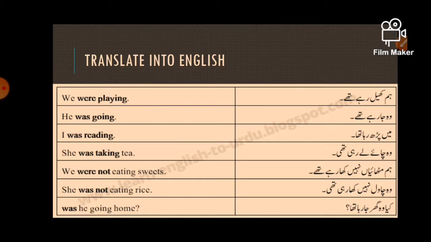क्या वो घर जा रहा था? This is an interrogative sentence. Was he going home? Was he going to home? You know guys, we always use the preposition to with go. So, was he going to home? क्या वो घर जा रहा था जब मैंने उसको देखा? So how can you translate into English? Was he going to home when I saw him? Okay, got it? So these are the translations from Urdu to English. Here are negative and interrogative also.